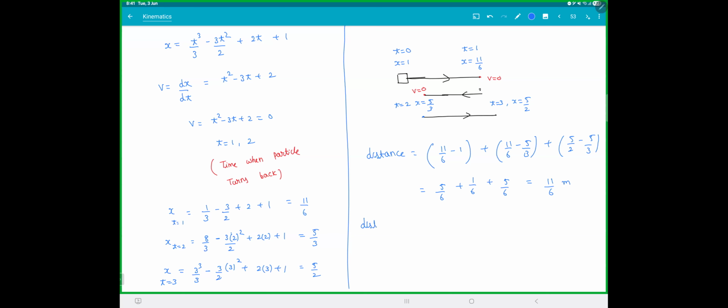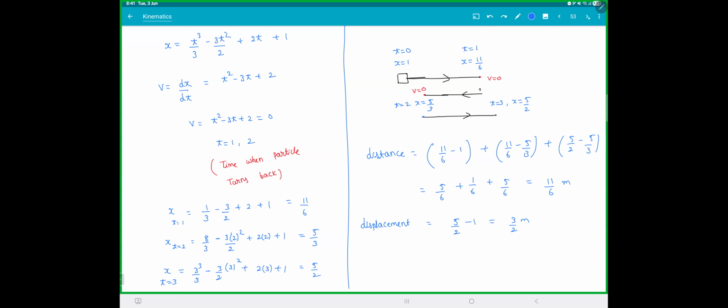Some people will do this thing. If you want displacement, then you just find the x coordinate at 3 seconds and at 0. So displacement will be 5 by 2 minus 1. That would be 3 by 2 meters. You just take the final coordinate and the initial coordinate and subtract. That will give you displacement. The question asked was distance traveled.